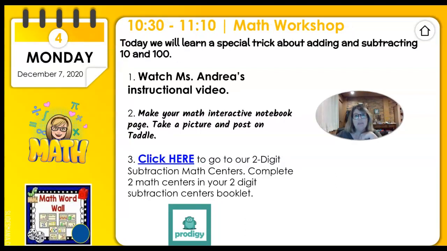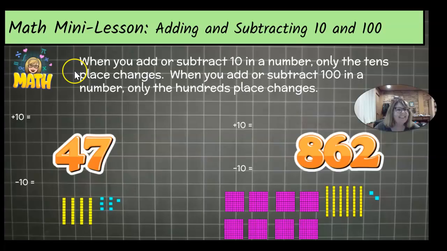Today we're going to learn a special trick about adding and subtracting 10 and 100. Let's get started. The trick I'm going to show you today is that when you add or subtract 10 from a number, only the tens place changes. Let's look at a hundreds chart and see what I mean.